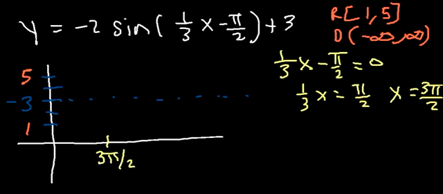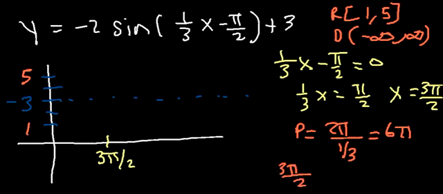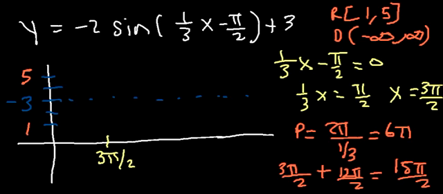So now we need to calculate the period. The period is 2 pi divided by 1/3, which is the same as 2 pi times 3, so that's 6 pi. So we need to add 3 pi over 2, the phase shift, plus the period, which is 6 pi. 6 pi, if we get common denominators, is the same as 12 pi over 2. So 3 plus 12 is 15, so we get 15 pi over 2. So I'm going to extend this graph. So here's 15 pi over 2.